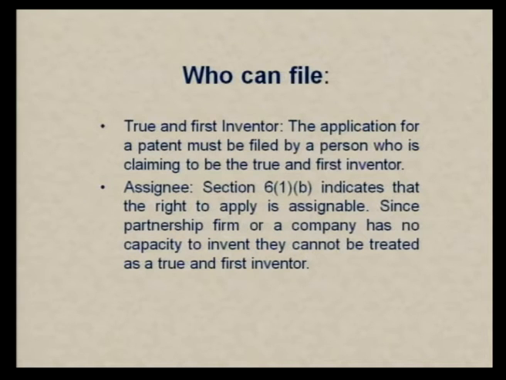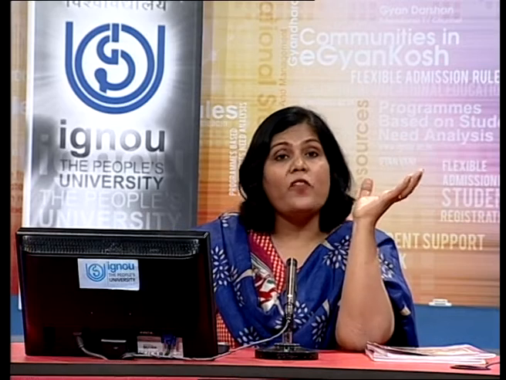The first and foremost thing is that for obtaining a patent, you have to file an application. Now, where to file an application? The first is you have to write an application saying that you have invented something and you think that this thing is worth getting a patent. The second thing is where to file.